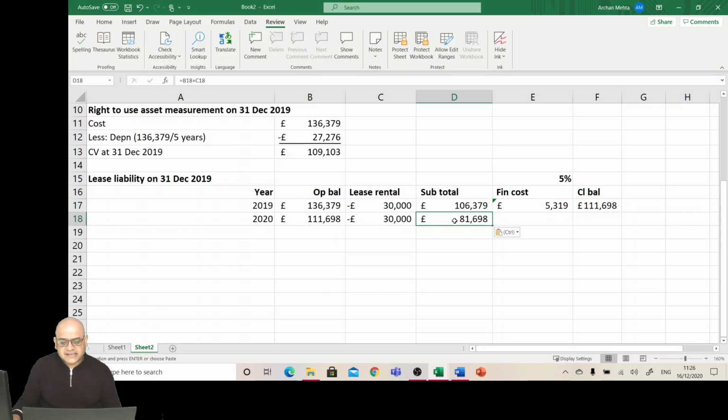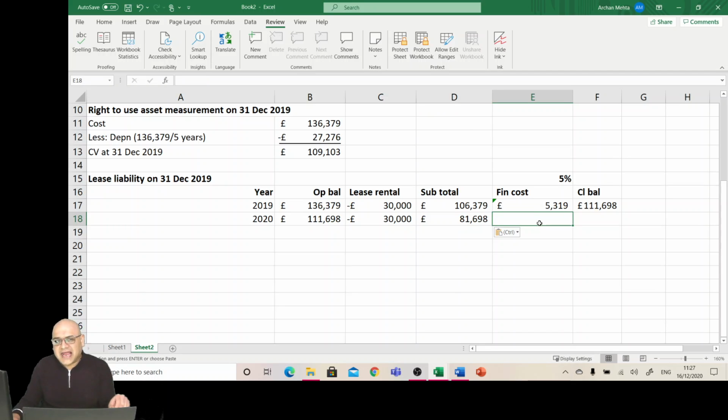And the reason is, out of the total 111,698 worth of closing liability, whatever we are not settling next year is this amount. Okay, so we are paying 30,000 immediately at the start of 2020, right? So we have paid. What we haven't paid is this much. All right, so for that reason, this becomes our non-current liability.